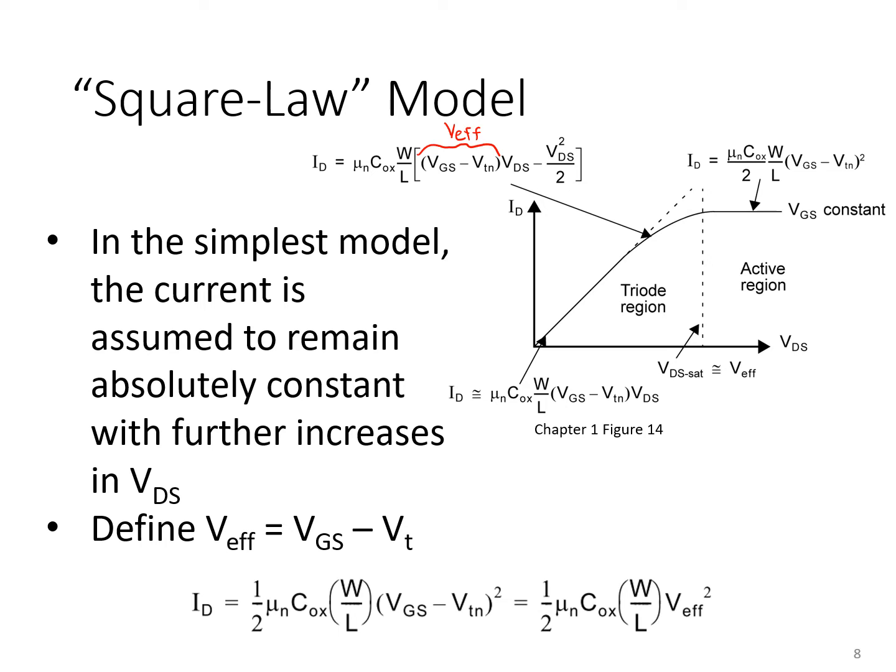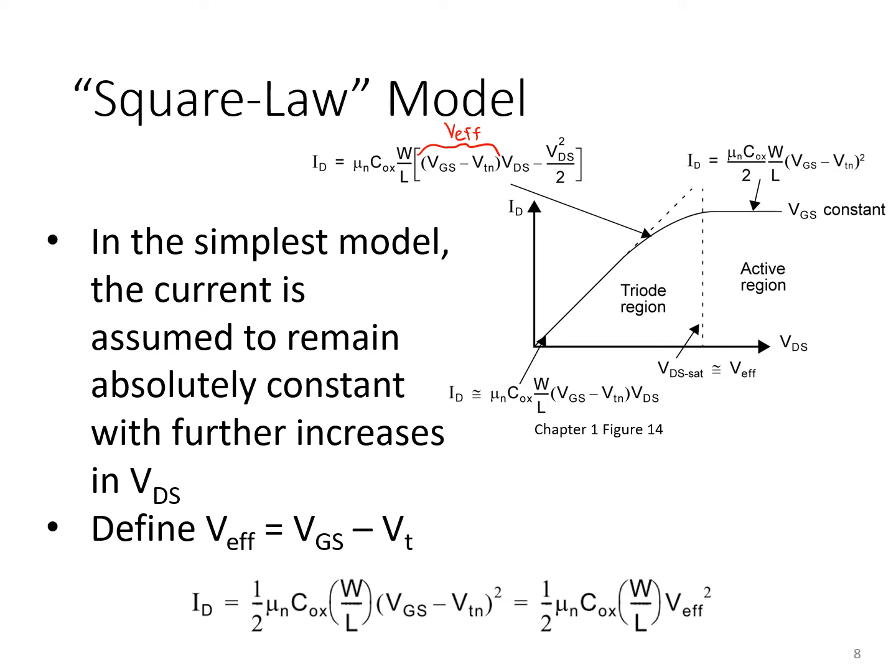Now in the simplest model, the current is assumed to remain absolutely constant once it enters the active region and with respect to further increases in VDS. And so with that being the case, we can find out what that value is by equating VDS with the effective gate overdrive voltage here.